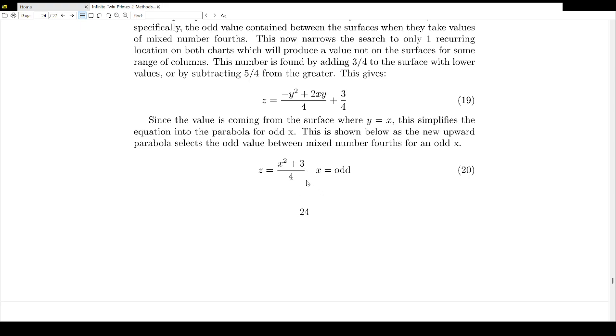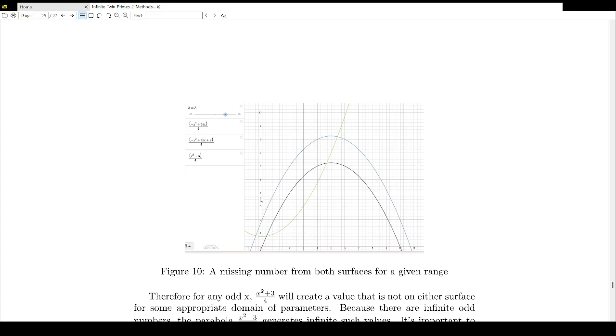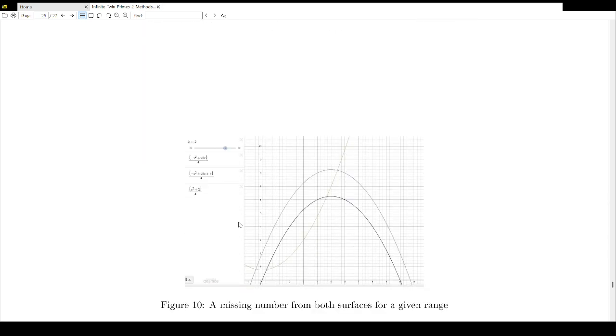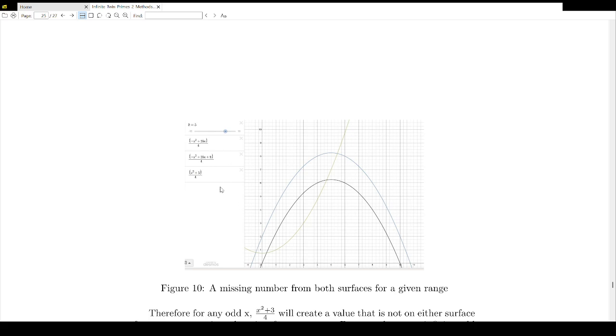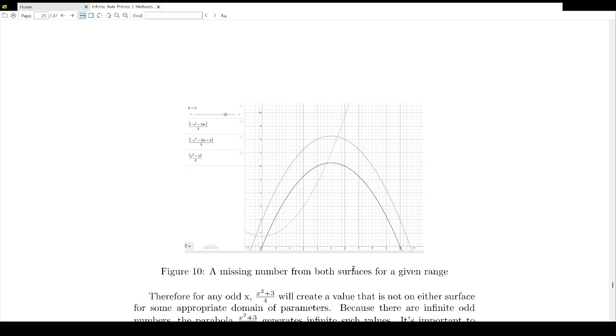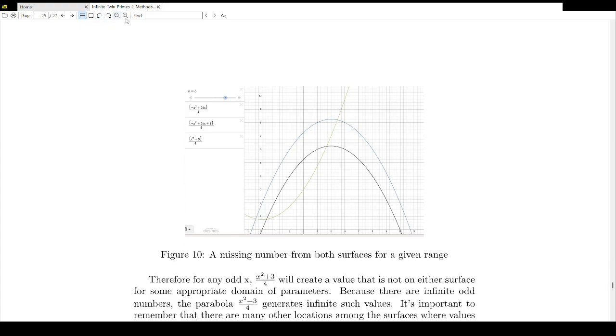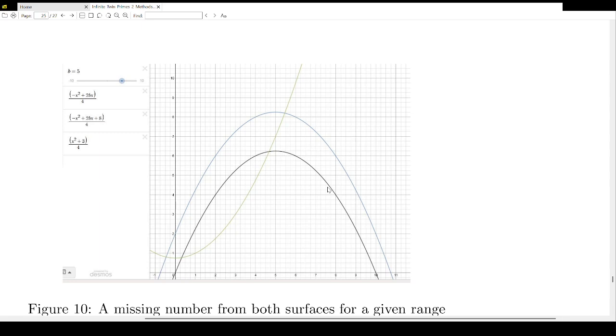Okay, so z equals x squared plus 3/4, x equals odd. And let's look at what I have here. So what I've done here is a missing number from both surfaces for a given range. So, okay, here I'm going to zoom in for a minute. You can see on these two parabolas for our two surfaces, this is one of those cases that I was describing before where now the surfaces are fourths. And you can see their value here, like for x equals 5, the value is 8 1/4 and 6 1/4.